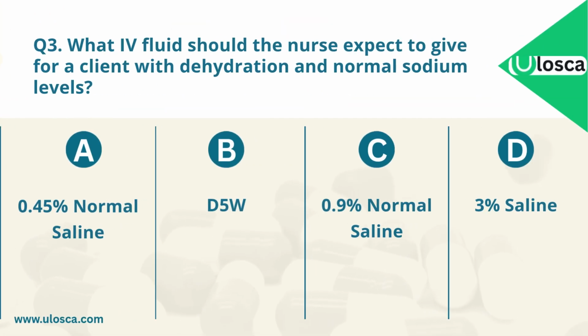Question 3. What fluid should the nurse expect to give for a client with dehydration and normal sodium levels? A. 0.45% normal saline. B. D5W. C. 0.9% normal saline. D. 3% saline. Which one is the correct answer?